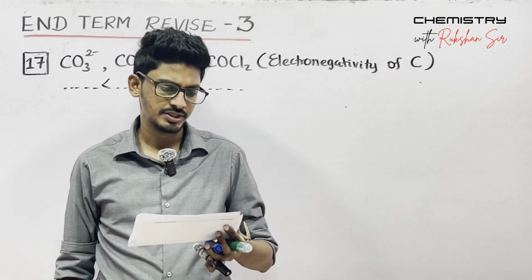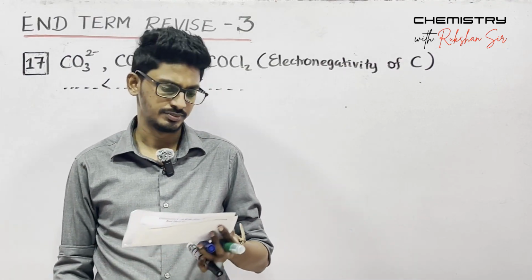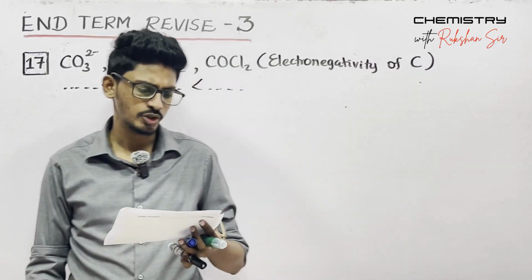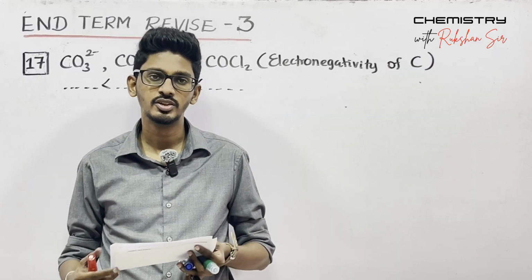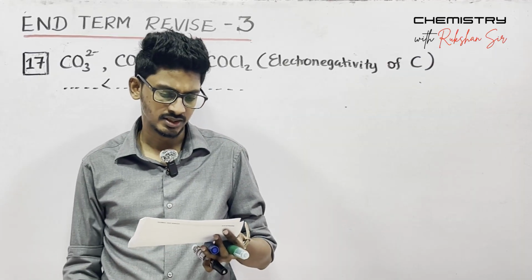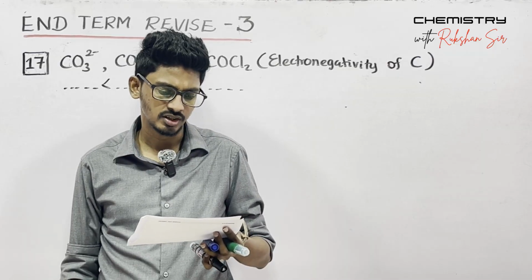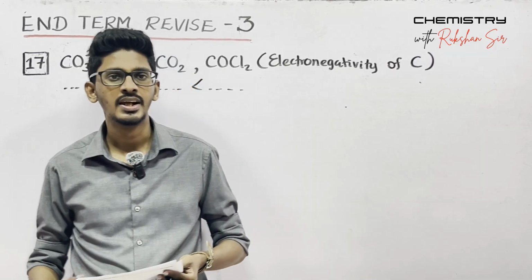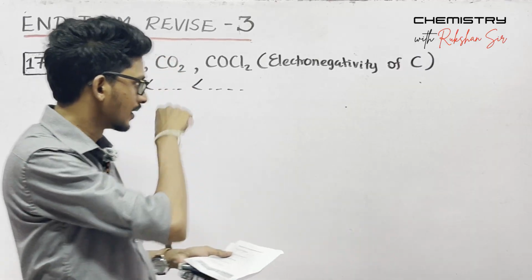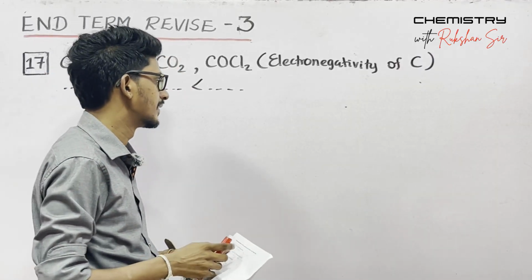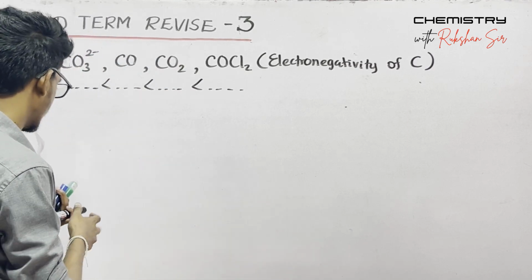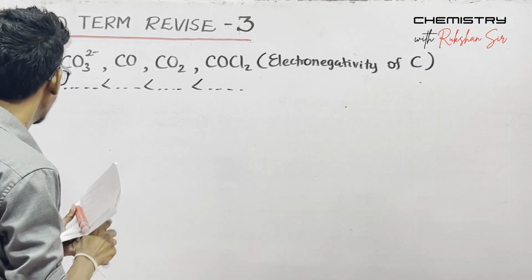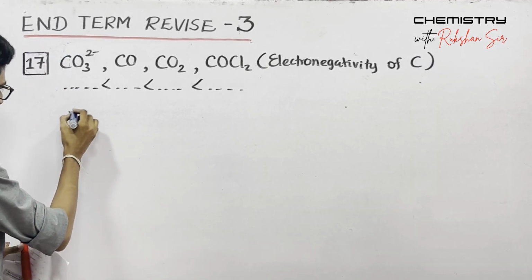Let's discuss question number 17. You have carbonate, carbon monoxide, carbon dioxide, and COCl2, and they are asking for the increasing order of the affinity of carbon. When considering the same atom, the affinities will vary according to the chemical environment.